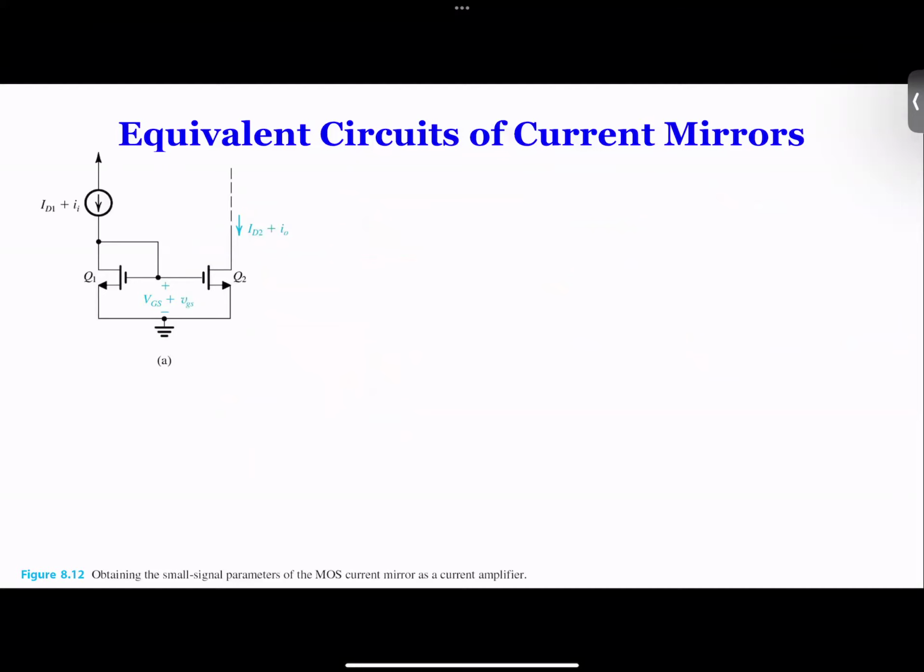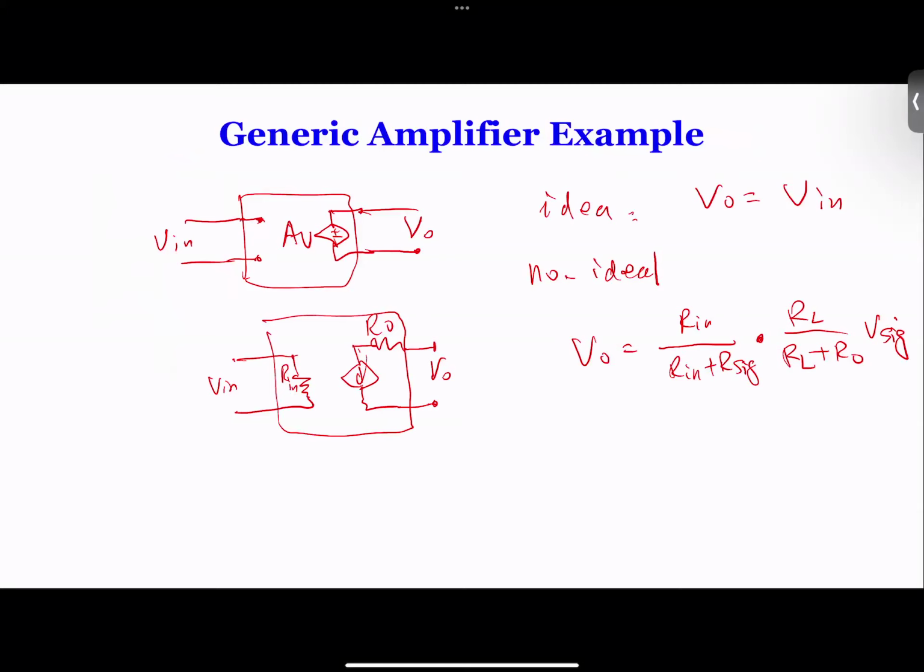Now with a current mirror like this, we try to understand what kind of impact you would have on the generic amplifier. On the generic amplifier that we had on the last slide, we have the ideal case and the non-ideal case. For the current mirrors, it's interesting that you repeatedly see sometimes it said ideal, sometimes it said non-ideal. So one of the questions is, do I consider this ideal or do I consider this non-ideal? Well, it depends on the situation.